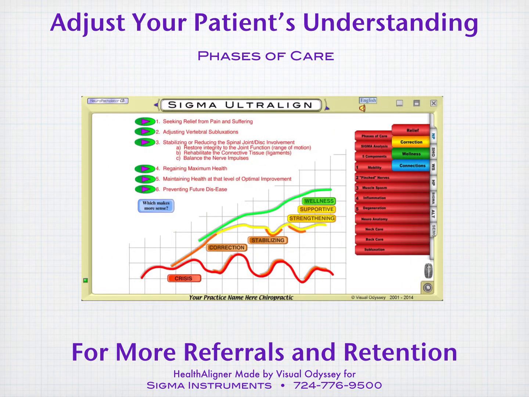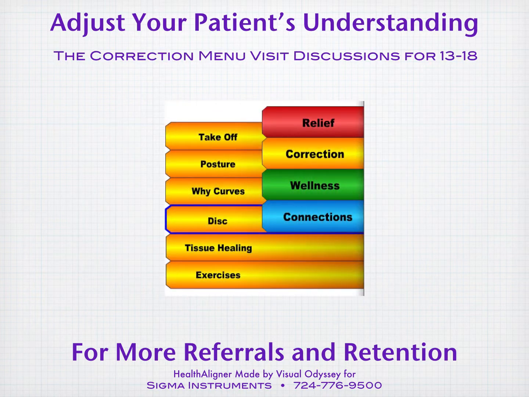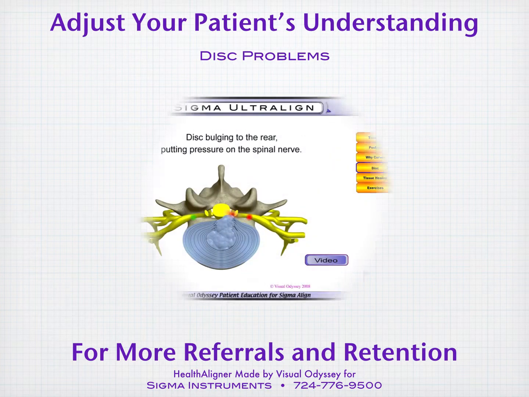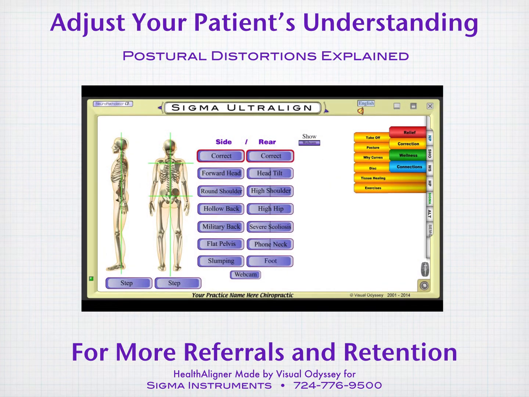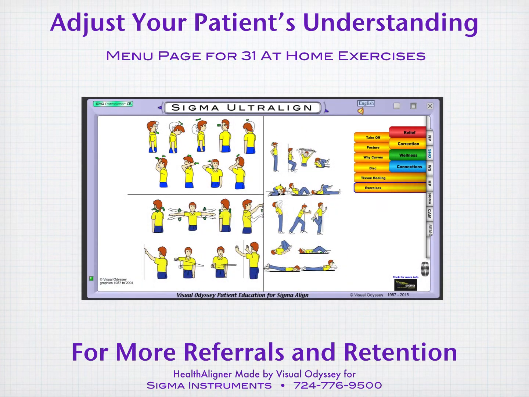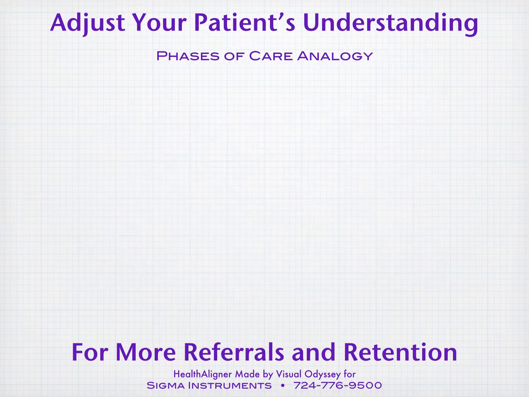Lots of information about phases of care so they'll appreciate where they are and what the goals are. And then we have the correction menu, where we can talk more about disc problems, structural issues, and rehabilitation. There's 31 different exercises. You tap or click on an exercise that you see here, and it goes into an explanation of that between you and the patient.